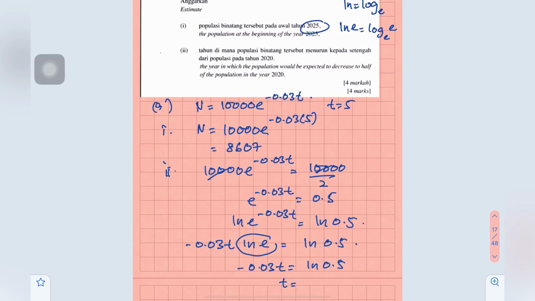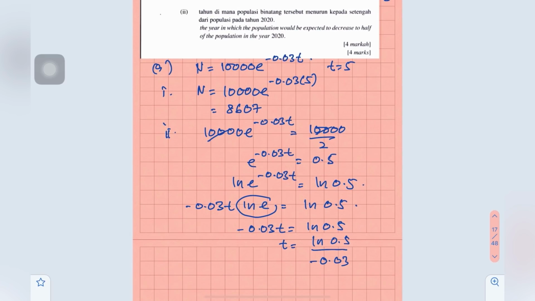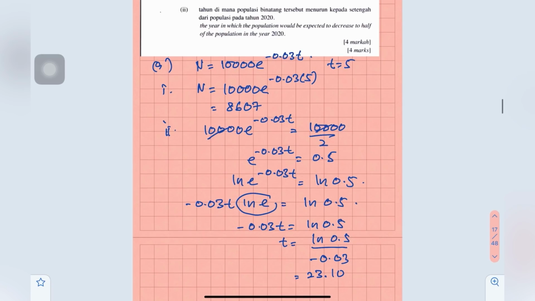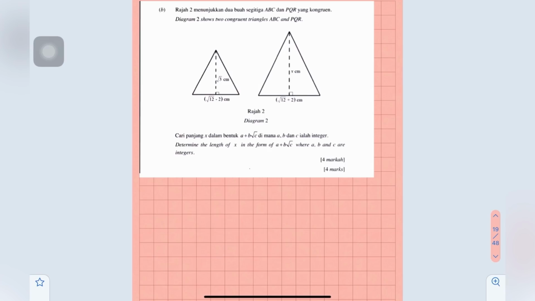So dapatlah t is ln 0.5 over negative 0.03, which is equals to 23.1 something. Okay, tapi ni year kan. Okay, so start daripada 23 tahun selepas tahun 2020. So therefore 2043. At the year 2043.